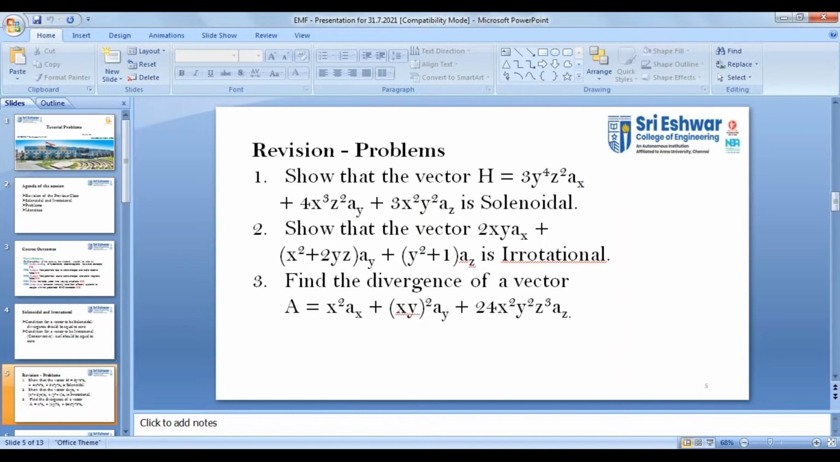My request, kindly note these problems. First problem, note down these problems so that it will be helpful. Okay, I will try to focus on the board also. Okay, we will see it.